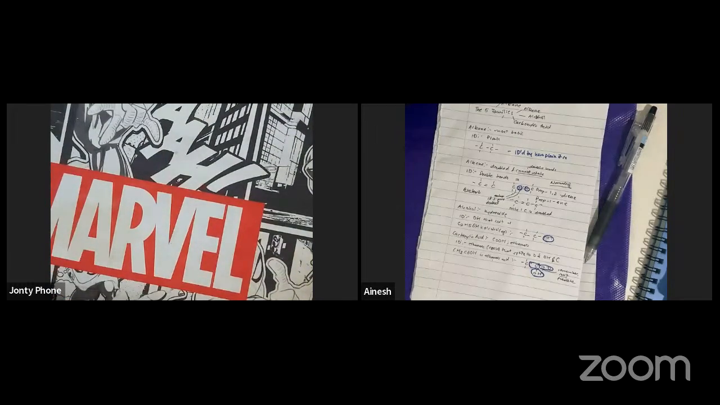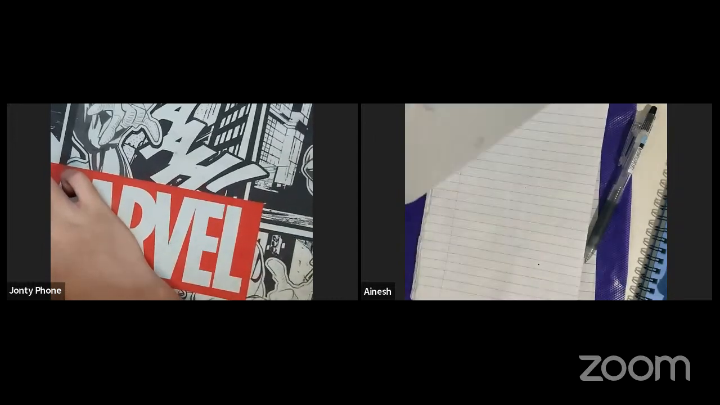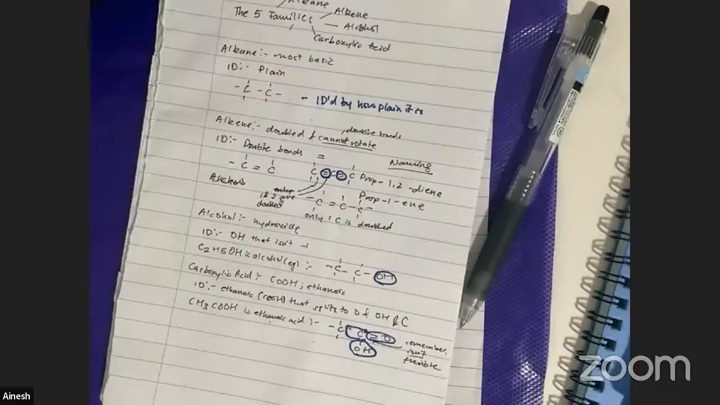So the 5 families, right? What else is in organic chem? Oh my goodness, the reaction map, look. That's the most important thing. I'm going there, look, reaction map, which is the next step after this. You'll see very soon.